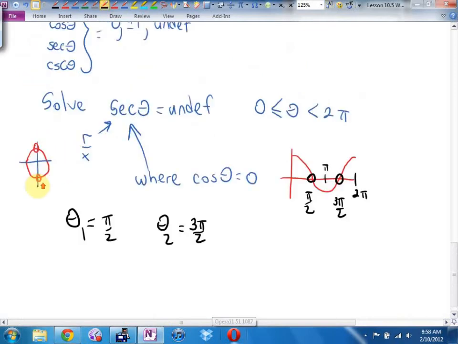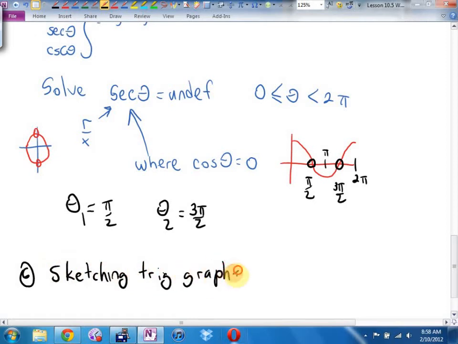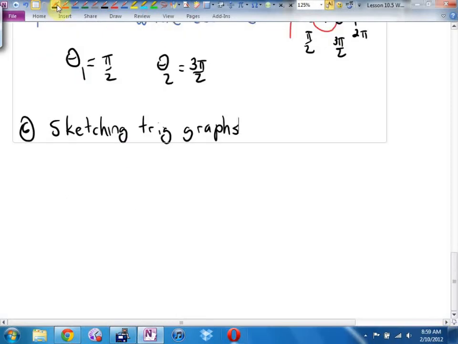Last thing is, what am I on? 4, 5, 6? Sketching trig graphs and answering questions about trig graphs. And this is what I want to talk about for about 15 minutes, and then I'm going to shut up and give you a take-home quiz.